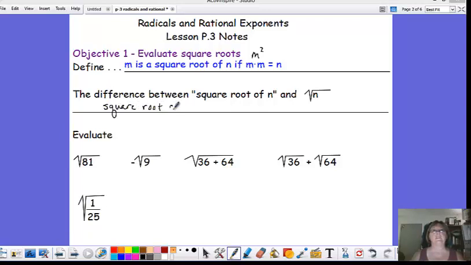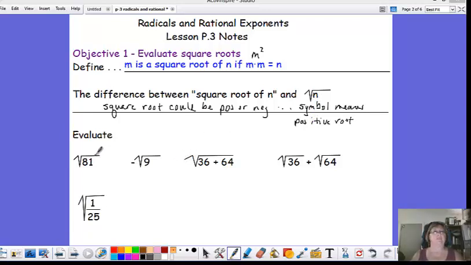So square root could be positive or negative. But if we're talking about the symbol, it means positive square root. So it means positive only. We have to be careful as we're looking at problems to make sure: if it's asking in words for the square root of a number, we could give the positive or negative square root. If the problem has the symbol in it, that means we're talking about the positive root only.